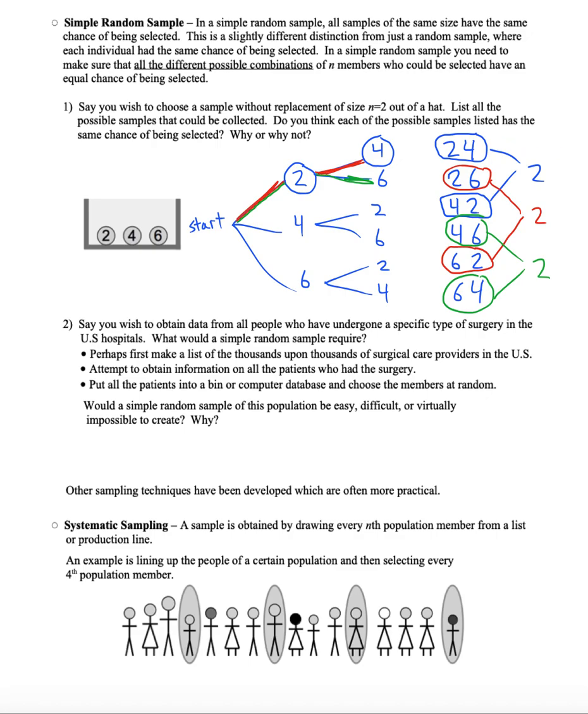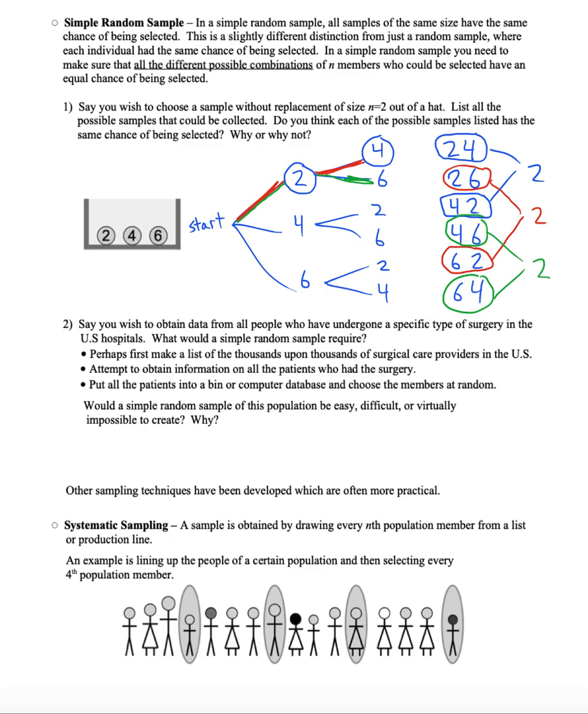Let's say you wish to obtain data from all people who have undergone a certain type of surgery in U.S. hospitals. What would it take to get a simple random sample of these patients? First of all, we could perhaps make a list of the thousands upon thousands of surgical care providers in the U.S. That's quite a task. Then we'd try to obtain information about all the patients in the past who had the surgery. And one obstacle is, would the surgical care providers even give you this information if you asked? They might not even be allowed to by law. So getting that list of patients put together is really virtually impossible.